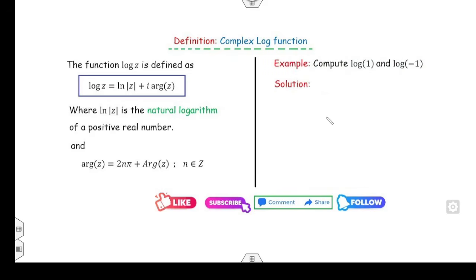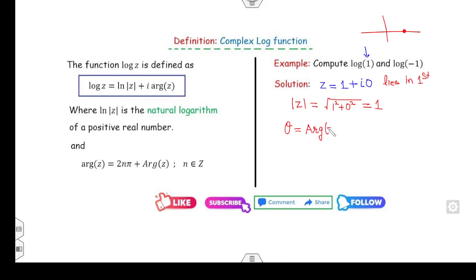Now, let's see how you can find this number. First of all, if I take z equal to 1, I can write this as the complex number 1 plus iota 0. Can you find the modulus of z? It will be root of imaginary square plus real square, that will be 1. Clearly, it lies in which quadrant? 1, 0. It lies in the first quadrant. So what is the value of theta, that is capital ARG? That is tan inverse y over x. Y is 0.